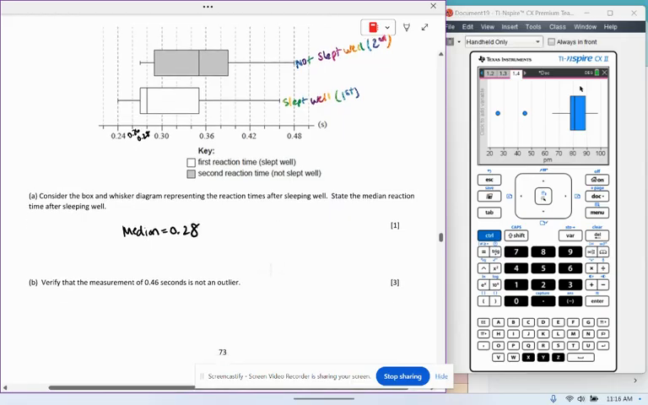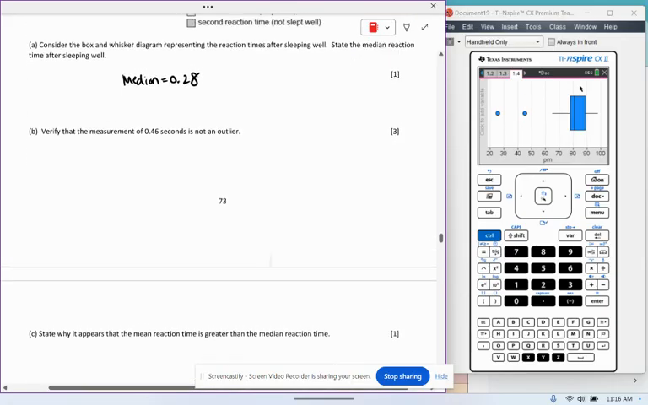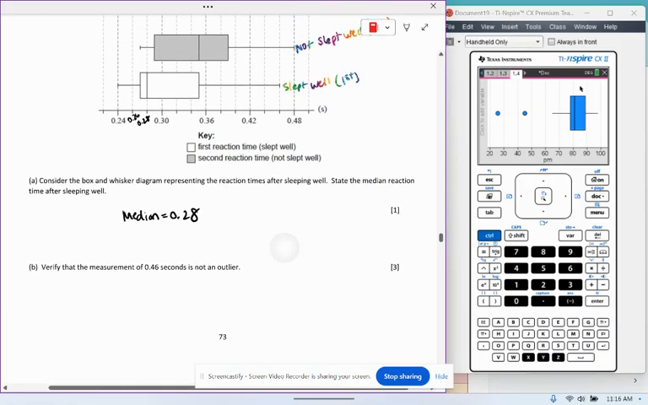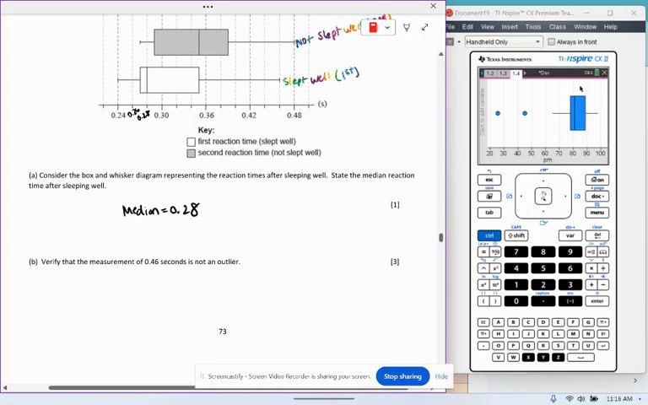Verify that the measurement of 0.46 seconds is not an outlier. I feel like this was a confusing wording. We're still looking at the white box plot, and we want to verify that 0.46 seconds is not an outlier. So 0.46 is going to be somewhere up here, which means we're going to be doing the upper bound test. That's Q3 plus 1.5 times the IQR.